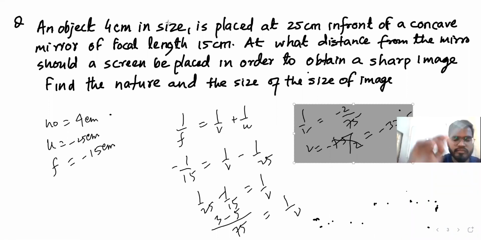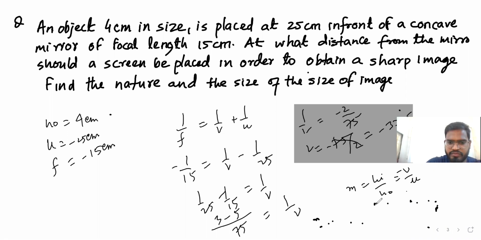Fine. Now we want to find nature and all, so let's find height of image also. Magnification is height of image by height of object, or minus V by U. Height of image we want to find. Height of object is 4 centimeter is equal to minus of V. Minus of V, if you will see, guys, minus of minus, so 37.5 by U. U is how much here? U is minus of 25.